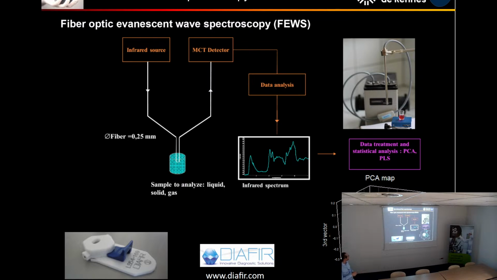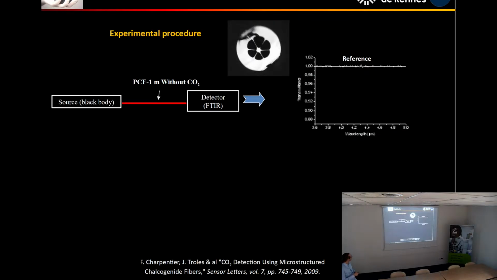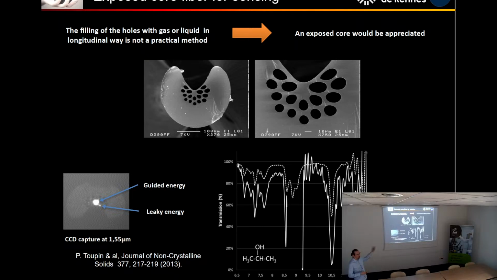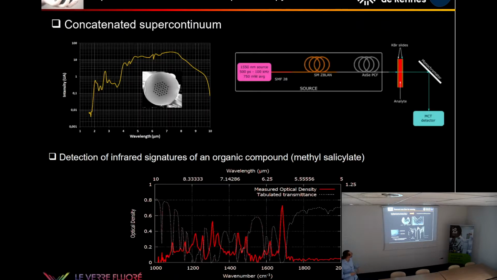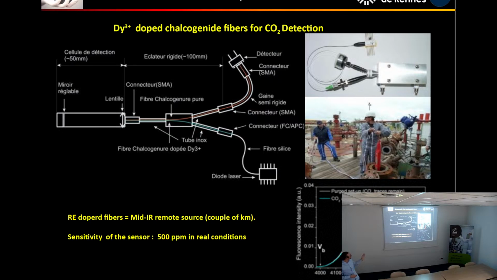And I think close to 10 years ago, a company was also founded using this phenomenon in chalcogenide glass. Okay, so I will skip this. So it's also possible to use PCF for sensing, the same idea using evanescent wave spectroscopy. And here it's a combination of supercontinuum generation and detection of infrared in organic compounds. I think I'm close to the end. This is also detection by using rare earths inside the chalcogenide fiber.